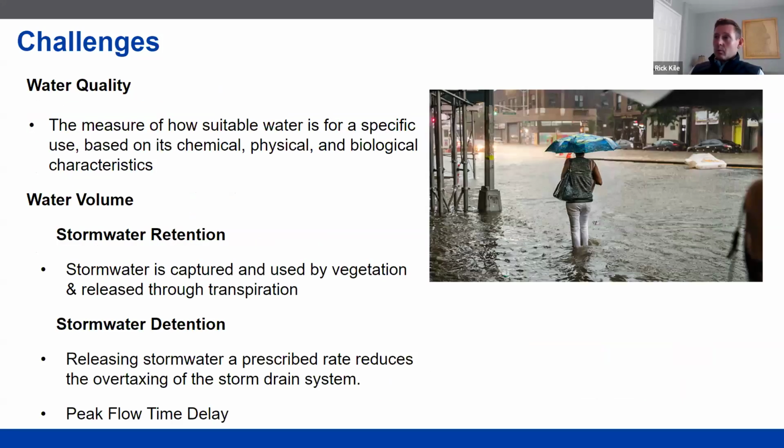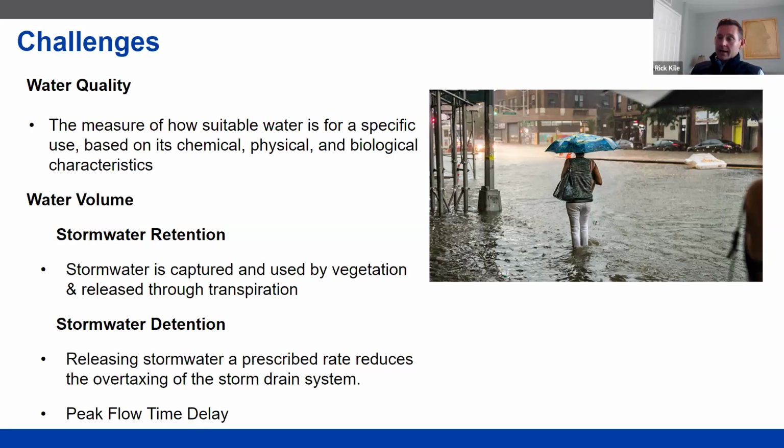So again, the challenges: water quality is certainly a component. It's a measure of how suitable water is for a specific use, based on chemical, physical, biological characteristics. But flooding in particular usually has to do with volume. So we manage stormwater in two ways commonly: stormwater retention and stormwater detention.